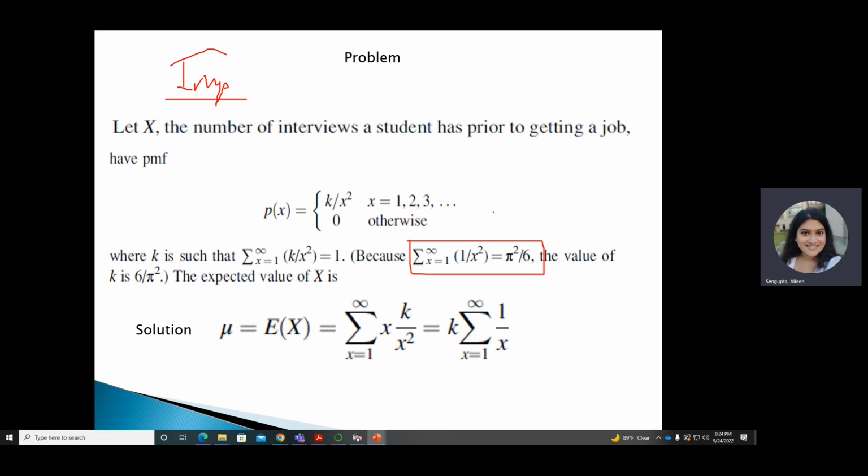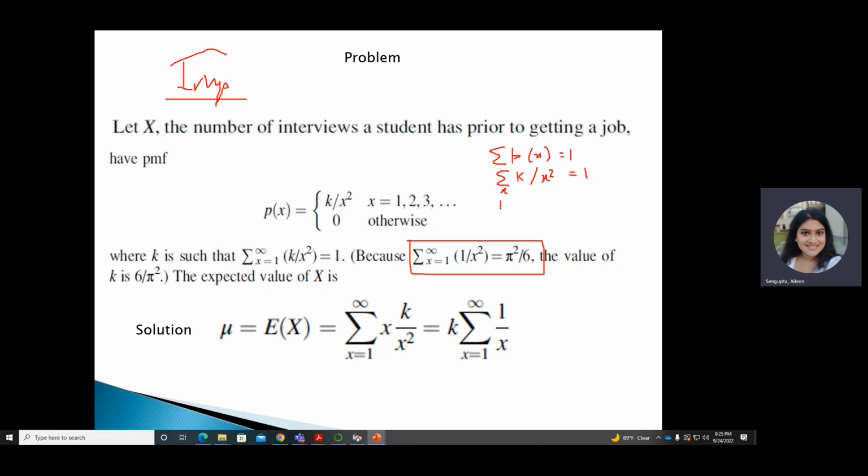Recall that when we started discussing PMF, we discussed a property. What is that property? The property is that if you sum up all the PMF in that specific range, it sums up to 1, right? So we have to use that property somehow. But how do you use it? We have p_X(x), and the distribution is given as k over x squared. So if I put this value of k over x squared and sum it over all x, what I would get is equal to 1.